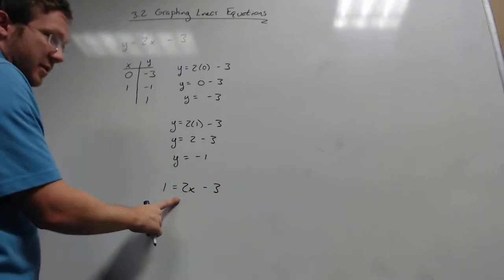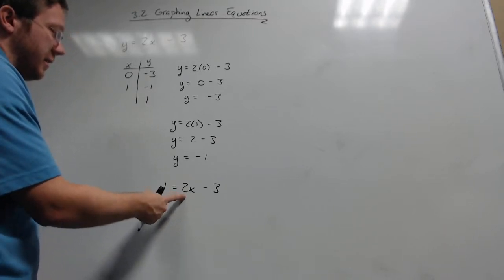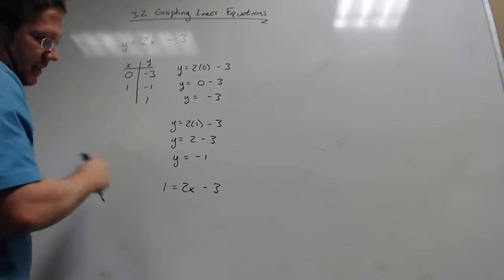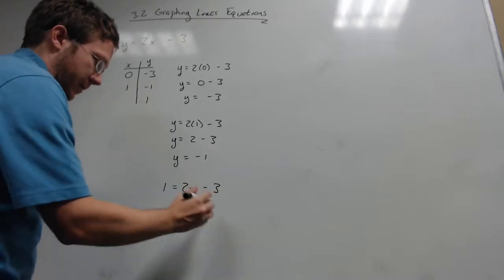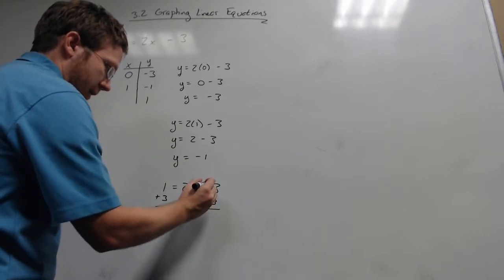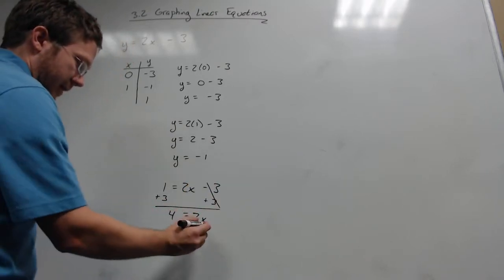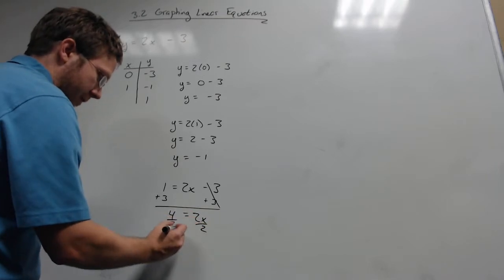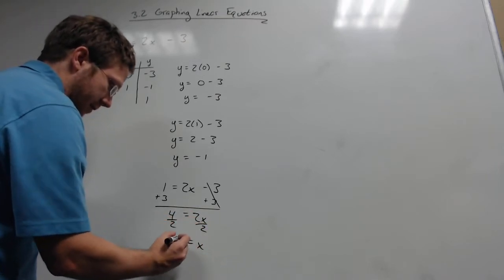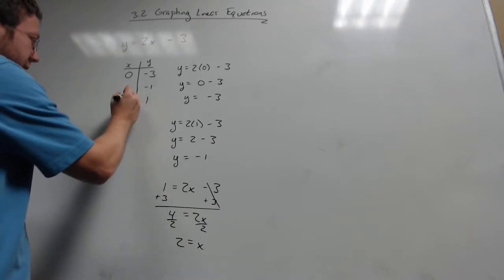This gives us an equation that we have to solve, and it requires a little bit more work than substituting a value in for x in this case. But we can still solve this. We can add 3 to both sides to cancel out, and we have 2x = positive 4, and divide by 2. The x value that works out here is an x value of 2. So when y is 1, we need an x value of 2.